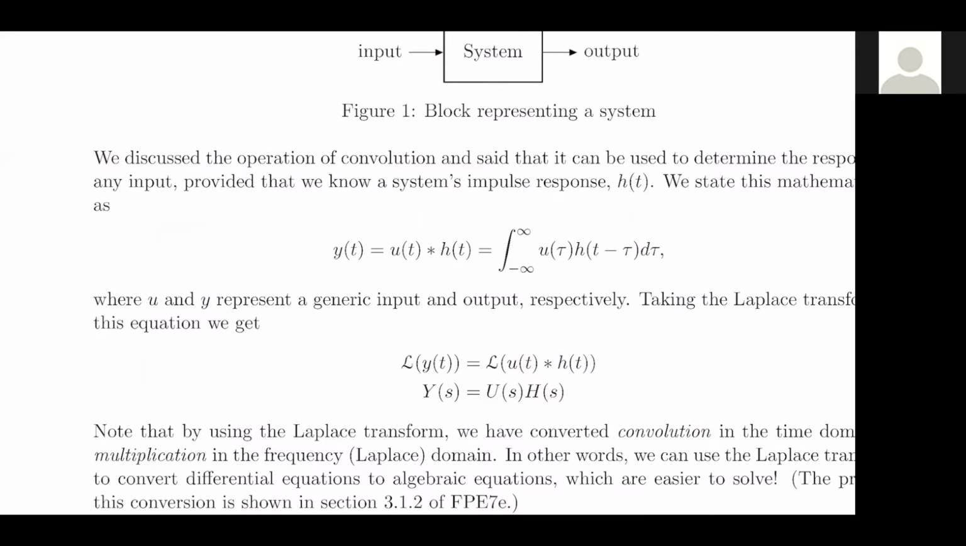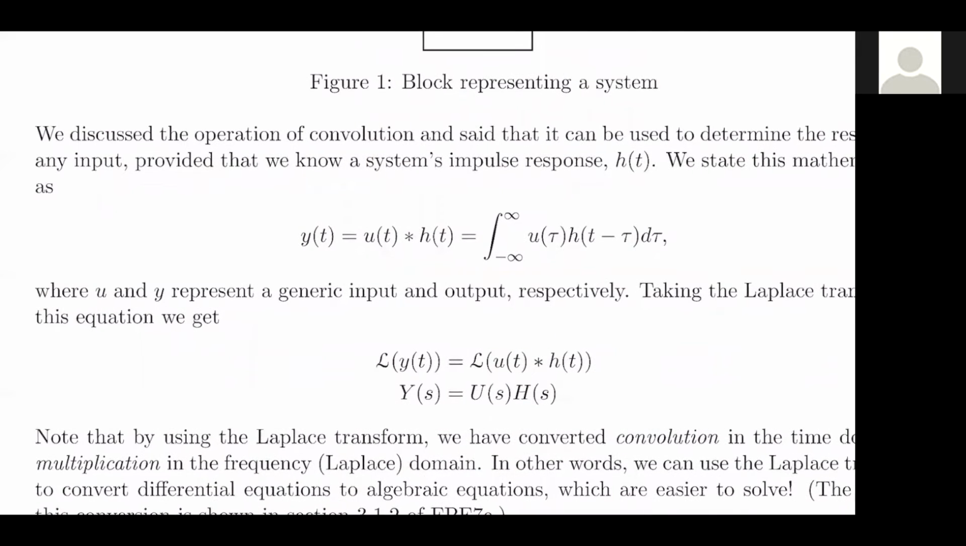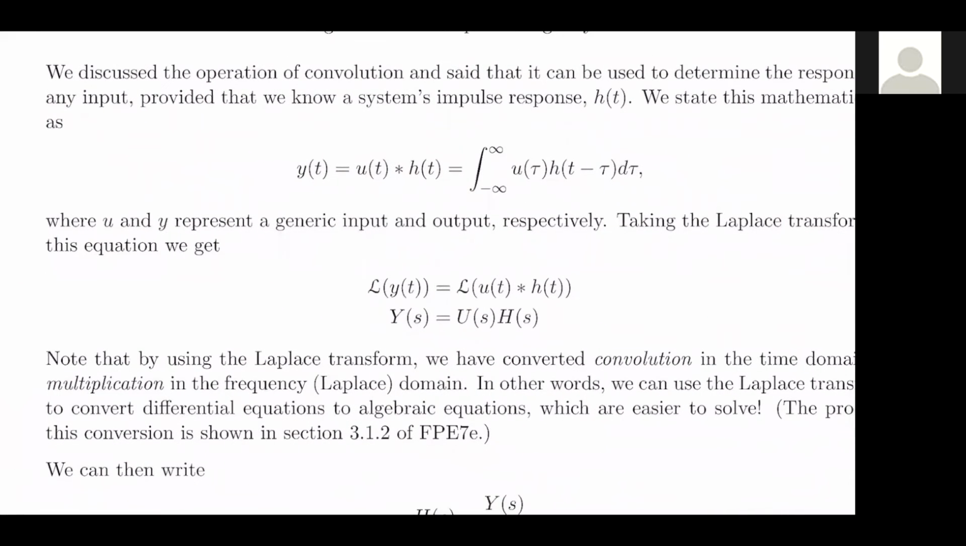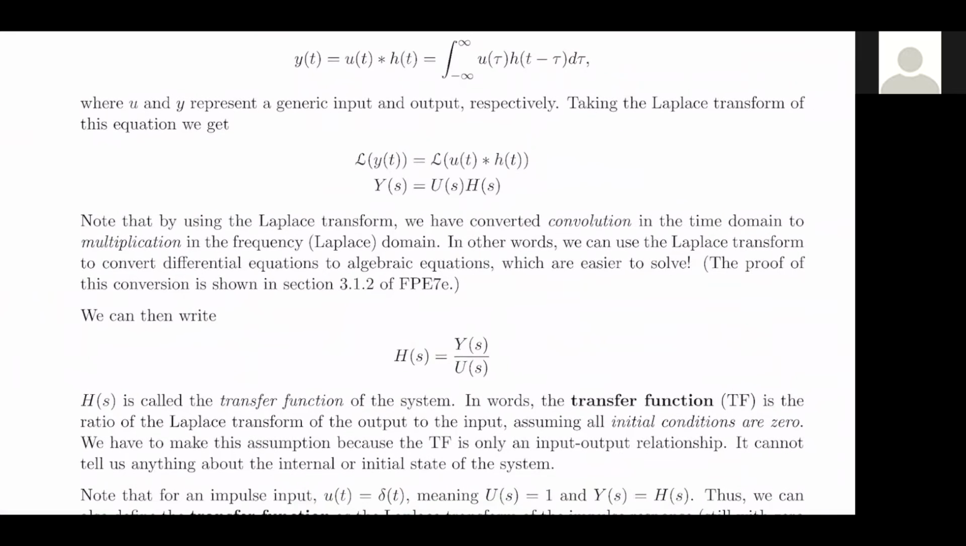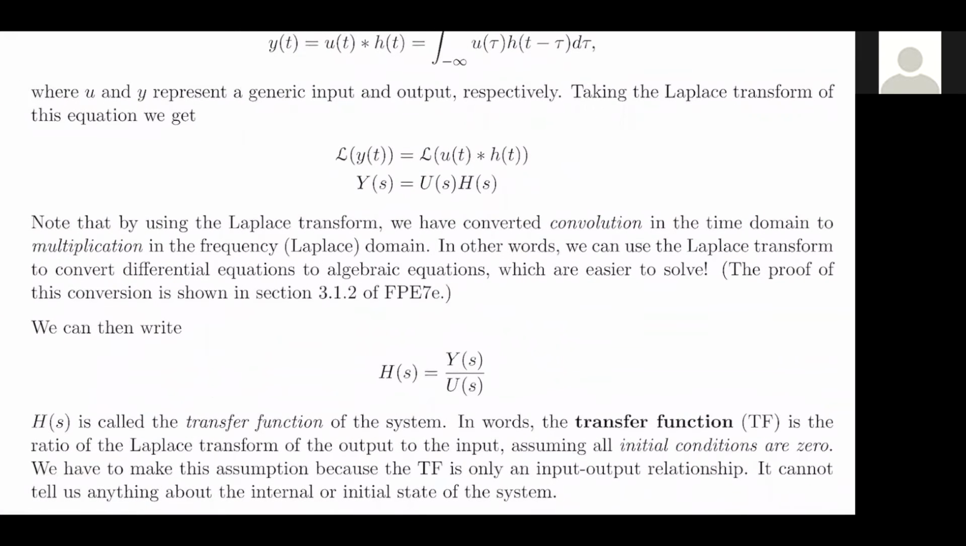So when we look at this, y(t), the output, is the convolution of the input with the impulse response. If we know the impulse response, and we typically have methods of finding that, then you can calculate the output for any given input. Y(s) is U(s) multiplied by H(s). So it's multiplication in the s domain.